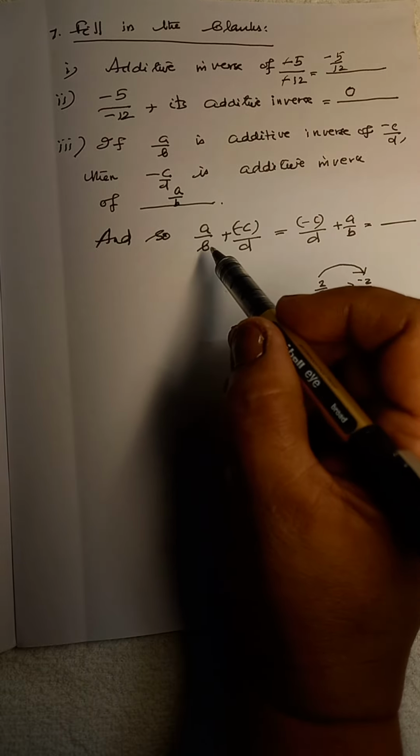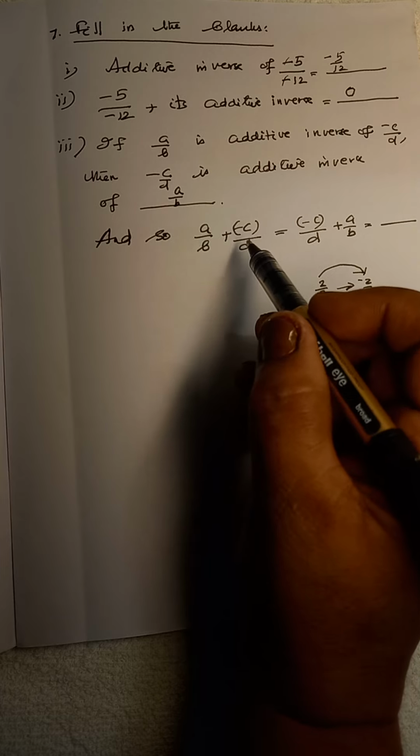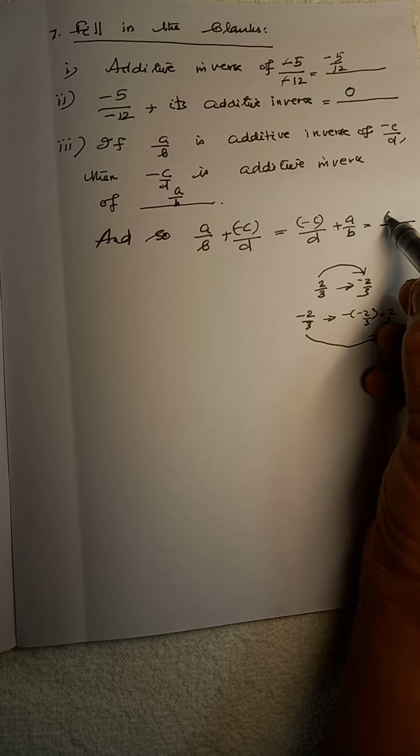Next one, and so a by b plus minus c by d, that is a by b plus its additive inverse, that is equal to additive inverse plus a by b, that is clearly 0.